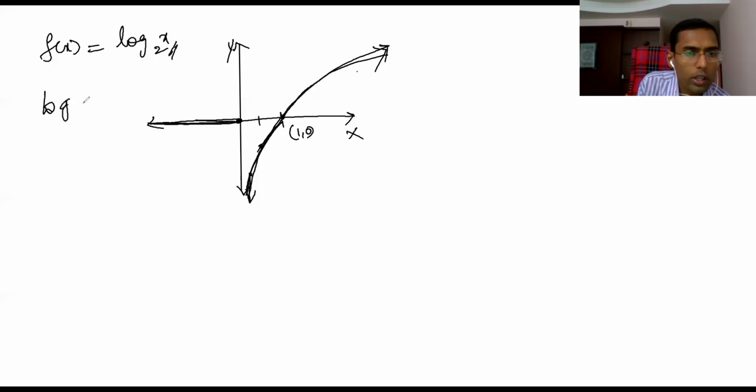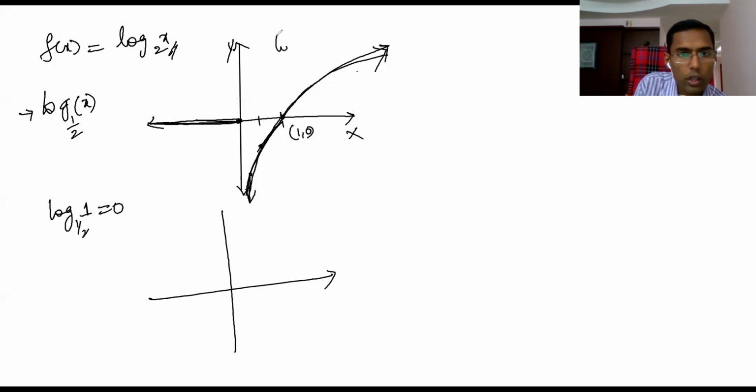Similarly, now log x to the base 1 by 2. What is the graph of log x to the base 1 by 2? If you take log 1 to the base 1 by 2, it is 0. So I am drawing this. This is log x to the base 2 and this is log x to the base 1 by 2.